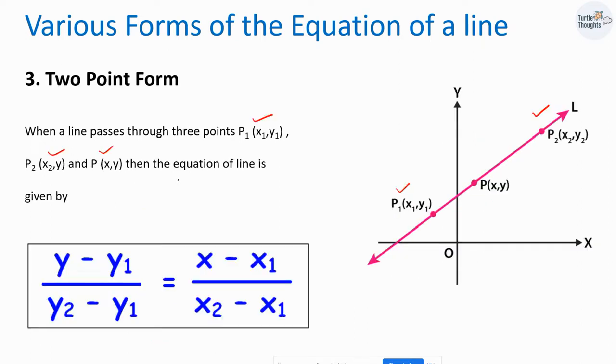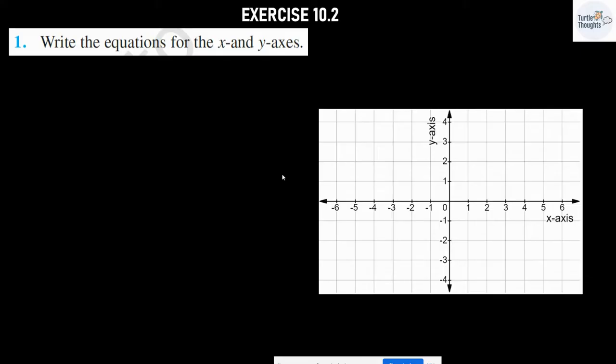The third one you can use when you know two of the coordinates and the line is passing through 3 points, then the formula will be given by (y minus y1) divided by (y2 minus y1) equal to (x minus x1) divided by (x2 minus x1). So these are the three formulas which we have discussed in today's class. So we will start solving exercise problems on the same.